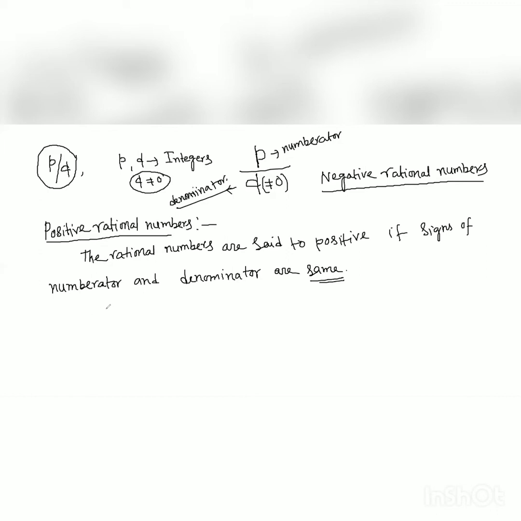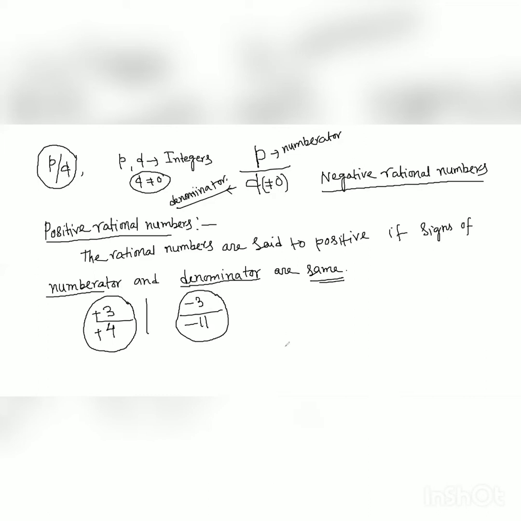See, if we take 3 by 4, in this case both of them are plus. Similarly, if we take -3 by -11, we know that we can cancel out this -1. This is also a positive rational number. Both signs are the same, so they are known as positive rational numbers. When denominator and numerator are of the same sign, the rational number is a positive rational number.